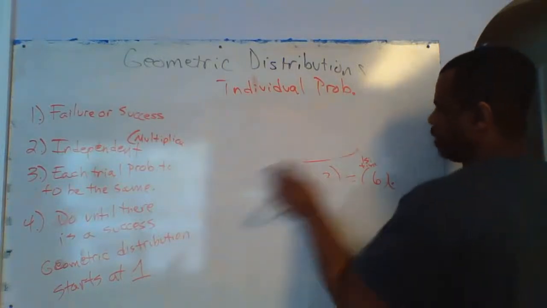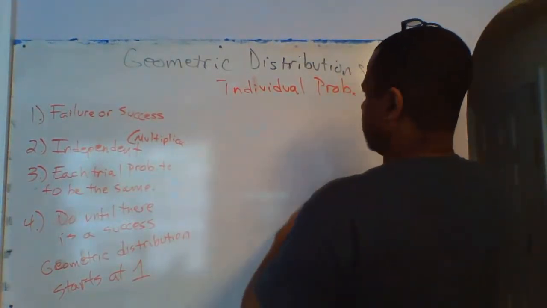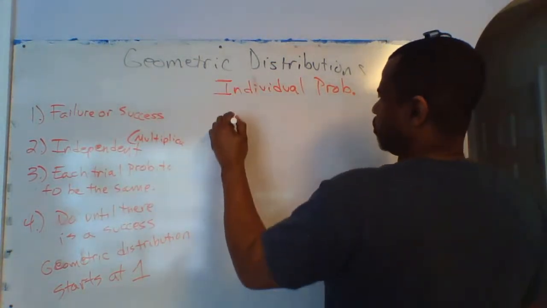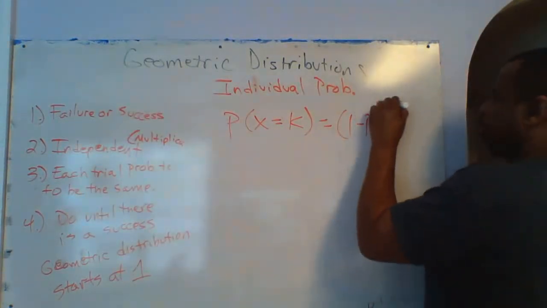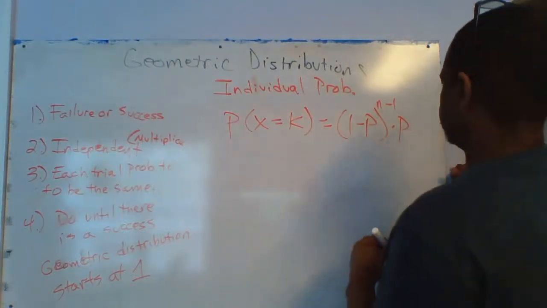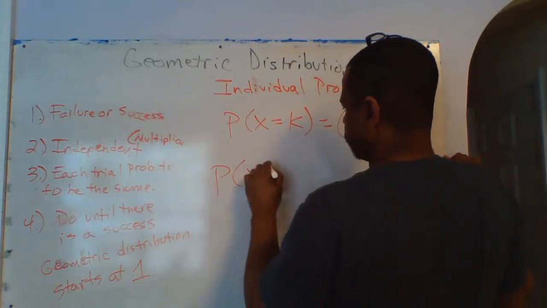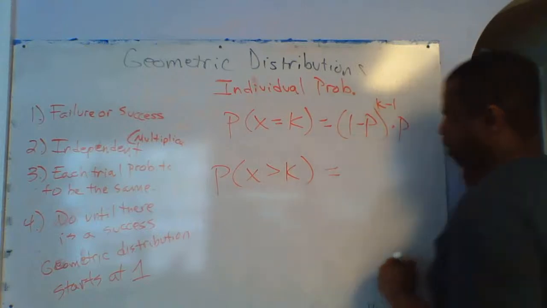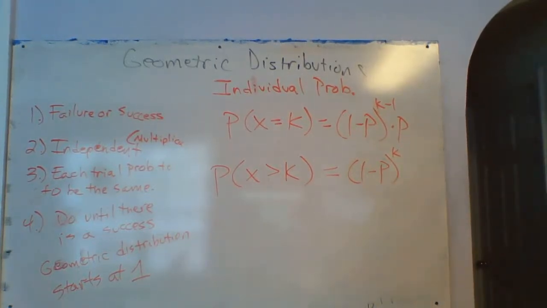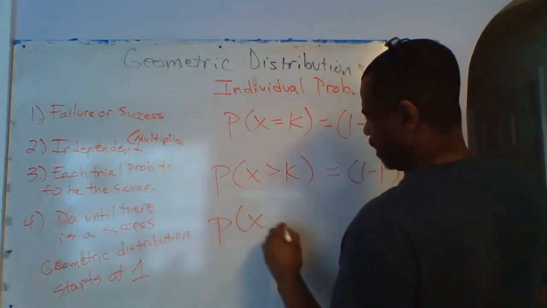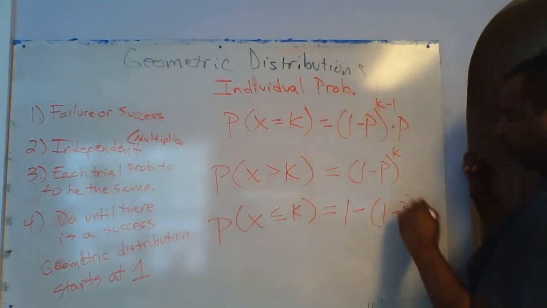Okay, I'm going to erase this, then write these formulas. The individual probability, P of X equals K, is equal to 1 minus P to the K minus 1, times P. The probability that X is greater than K is 1 minus P raised to the K. Now, to find the probability that X is less than or equal to K, that's just going to be 1 minus (1 minus P) raised to the K.